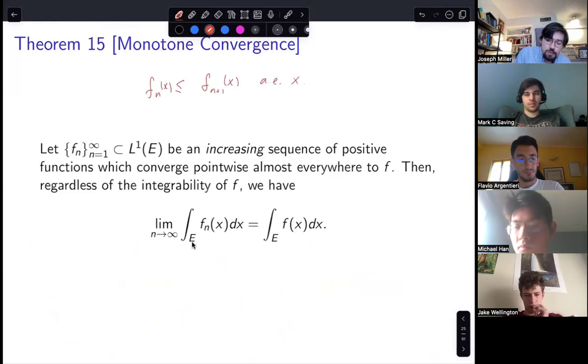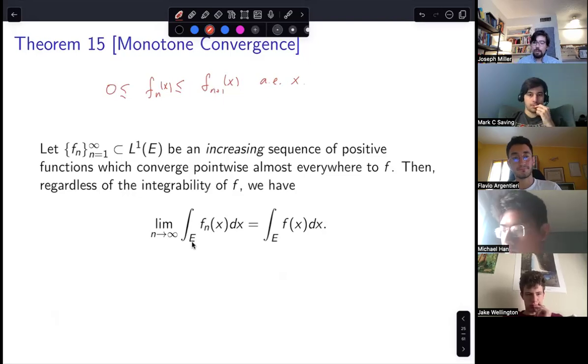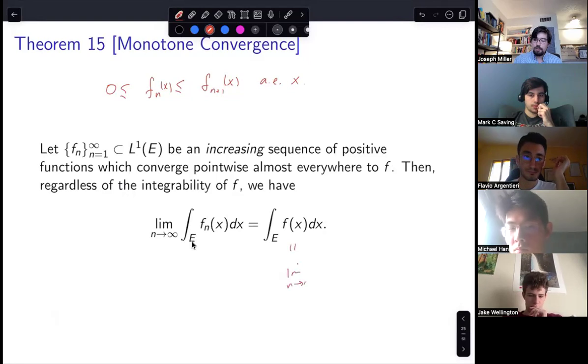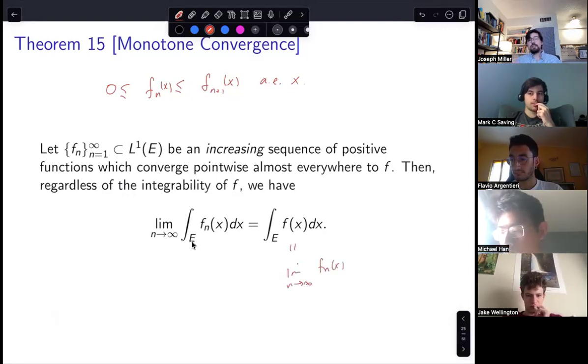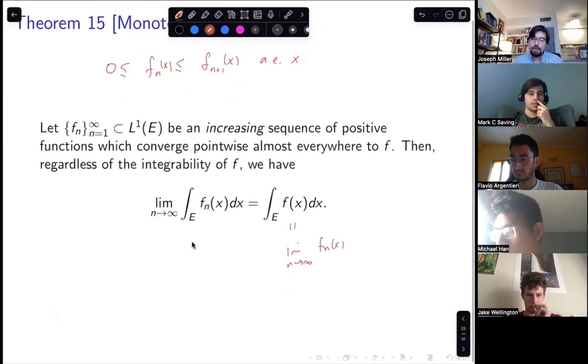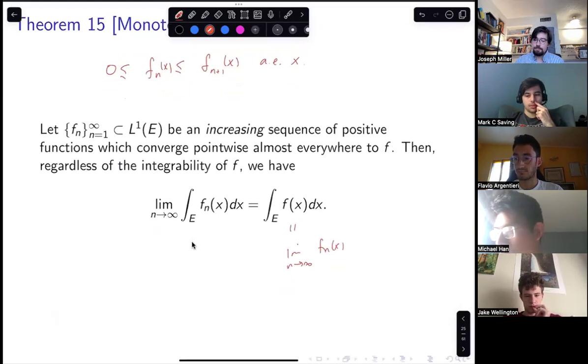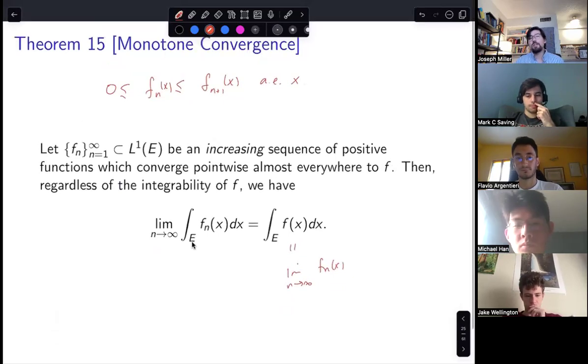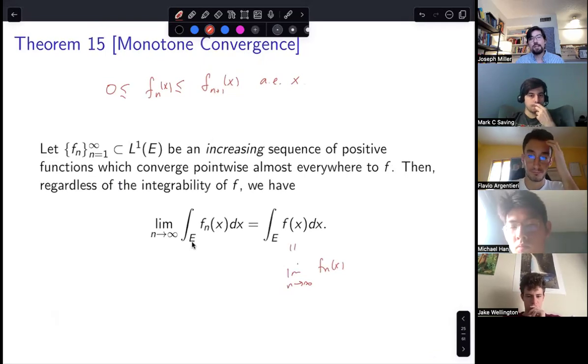And they're positive, so these are all positive. In this case, regardless of whether the integrals are finite or not, I know that I can commute the limits and the functions. So this is going to be the limit as n goes to infinity of fn of x. So I'm allowed to commute if I'm positive and I'm increasing, right? Okay, and so this one's super fundamental. There's not really much more I can say about it, I'll be honest.